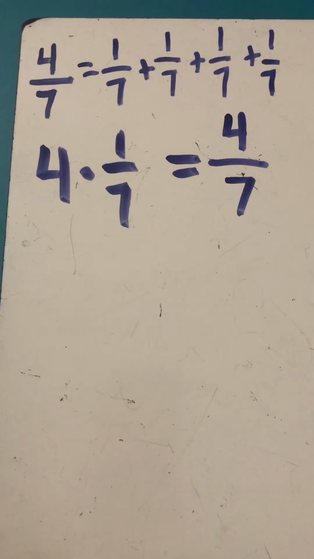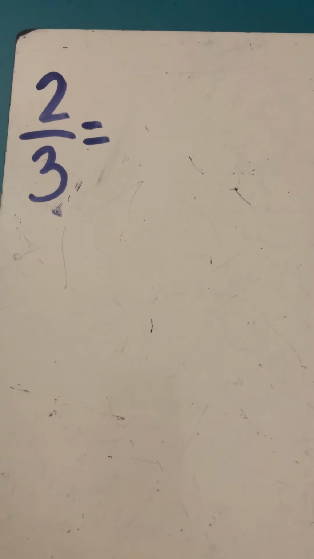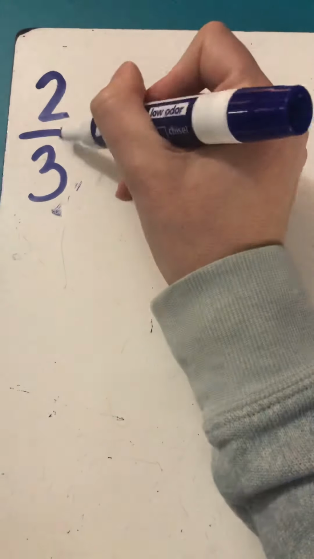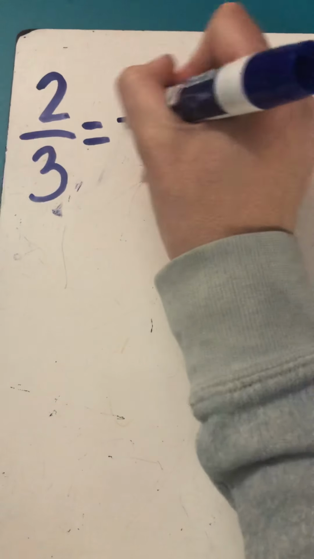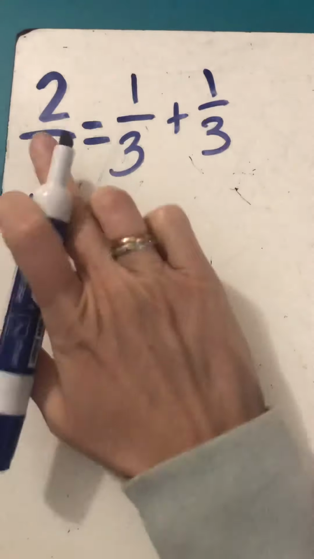All right, let's try another one. All right, let's go ahead and do 2/3. That's a pretty easy one. If we want to split that up into unit fractions, how many thirds do we have? We have 2. 1/3 plus 1/3 equals 2/3.